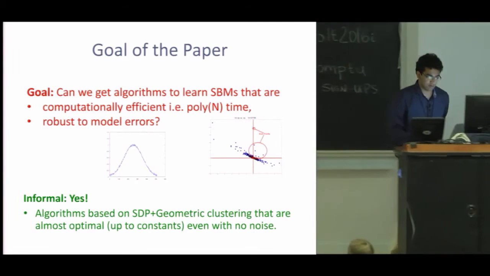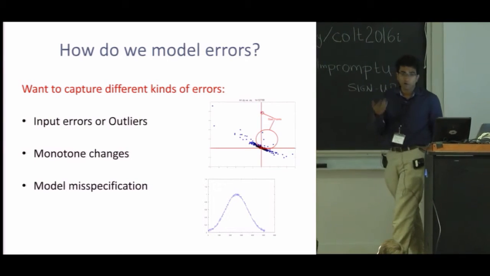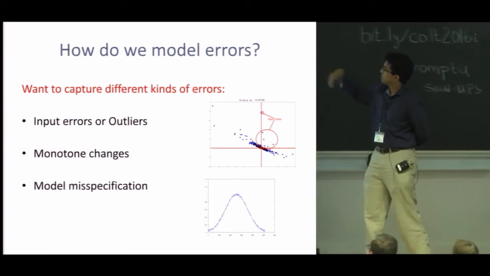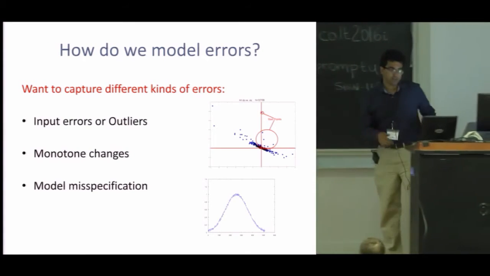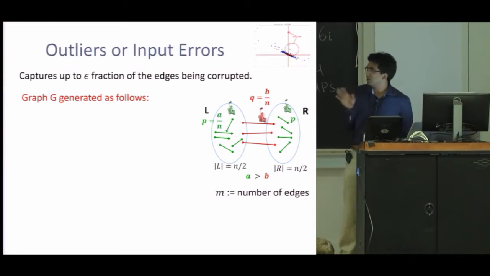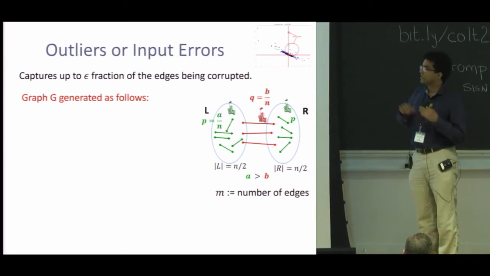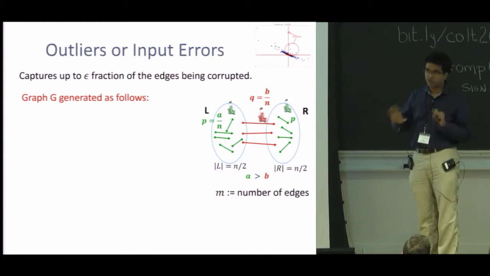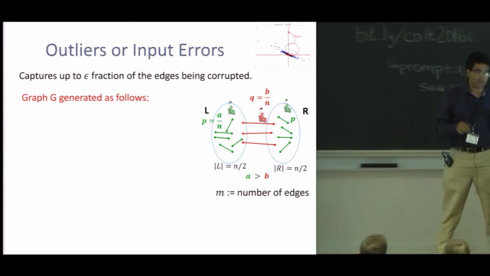Okay, in the partial recovery regime. One question before we proceed is how do we model different errors? We'll be looking at 3 different kinds of errors: outliers or corruptions, monotone changes, and model misspecification. The first one is basically when there is an adversary with a budget of epsilon m, and the adversary can corrupt an epsilon fraction of the edges completely arbitrarily.